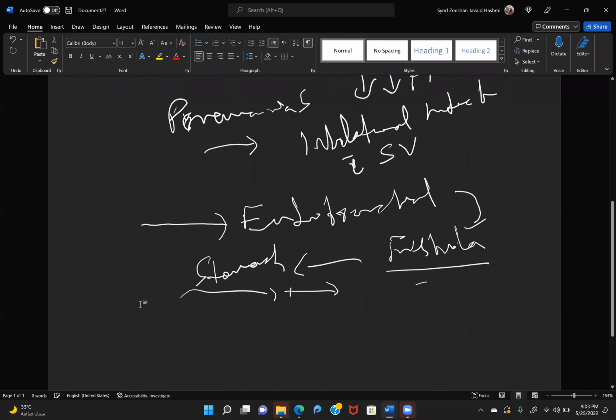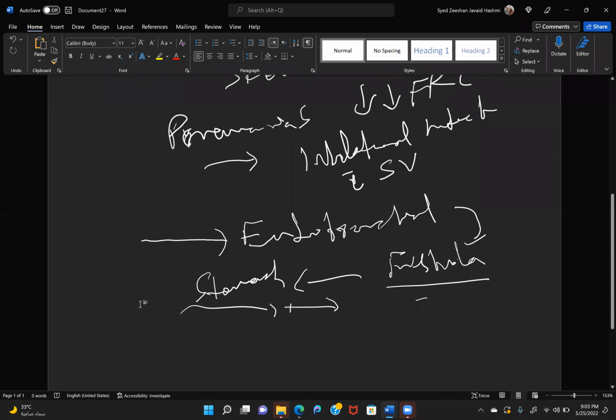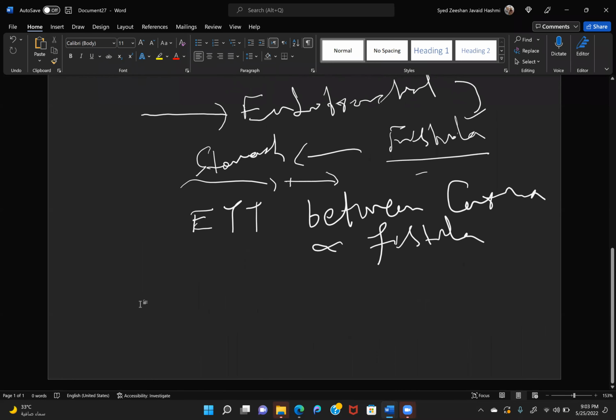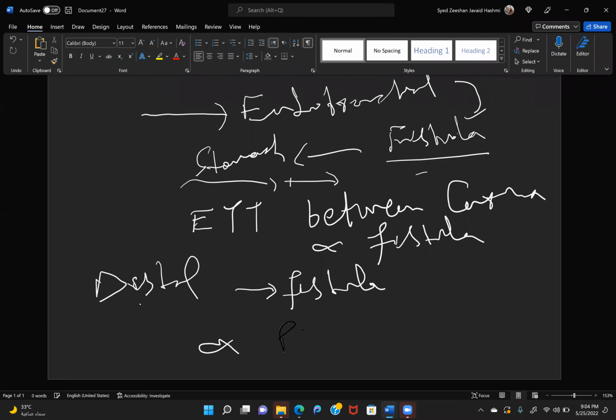I repeat again: you will go endobronchial, then slightly pull out, and see the place where there is gurgling. That place will be the place of the fistula. Then you will push it again. You have to place the endotracheal tube between the carina and the fistula. So it should be distal to the fistula and proximal to the carina. This is how you will be fixing the tube.